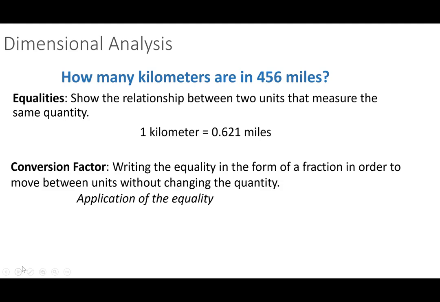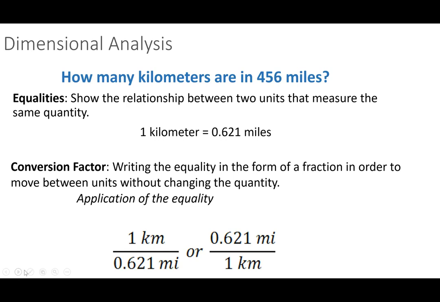The application of the equality is called a conversion factor. So this is simply writing the equality with one number on top and one number on bottom in the form of a fraction. And this is how we'll use it to convert from one unit to the other. This is the application or the math of the equality. Of course, you notice there could be two conversion factors that we can form. So we can put kilometers on top, miles on bottom, or we could put miles on top and kilometers on the bottom. So which conversion factor do we use? The problem will tell us. So once we have the problem set up, we'll know which one to use.